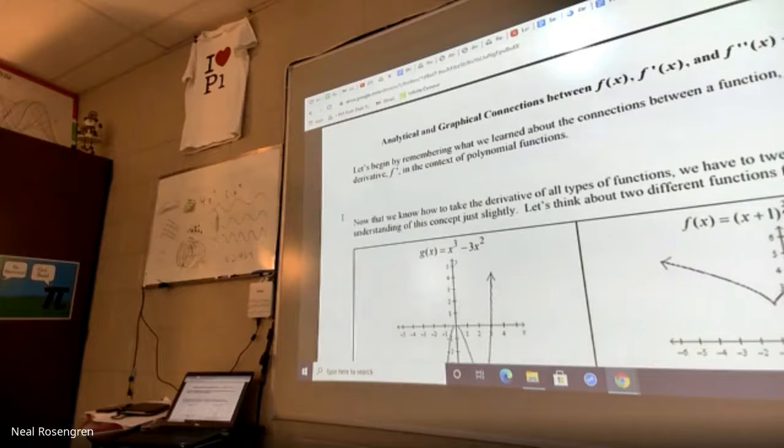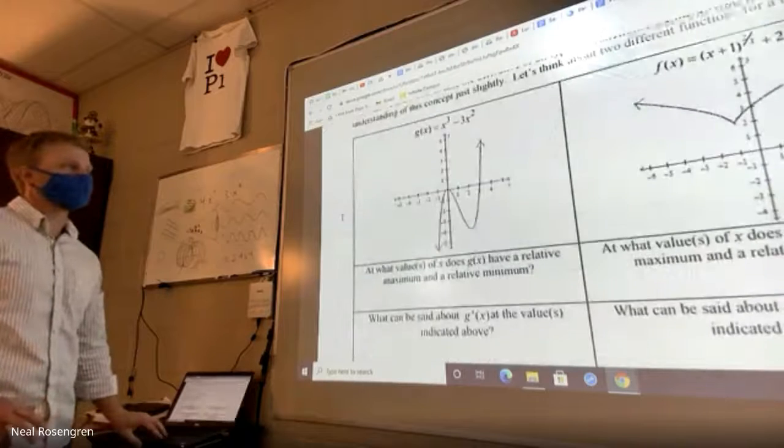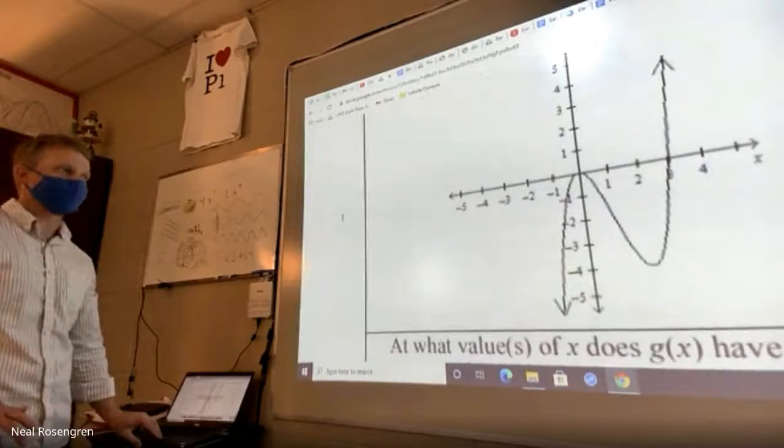So, analytical and graphical connections between a function, its derivative, and its second derivative. And you can see in the title there how we're going to write it, f double prime. Okay, thanks. And so what I think is a good one to start focusing on first is this one right here.